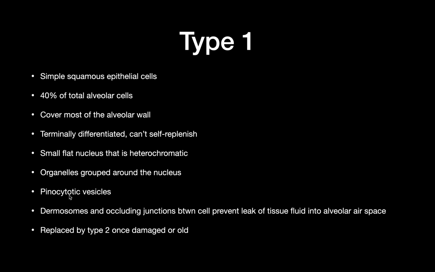They have a lot of pinocytotic vesicles in order to control the amount of surfactant, which is dependent on the amount of water. And then they have desmosomes and occluding junctions, of course, to isolate the cells and prevent any undesirable leaking across. And they are replaced by the type 2, which is going to be the stem cell, once they are damaged or they are old. They're replaced every 3 to 4 months, so they do have a decent lifespan.